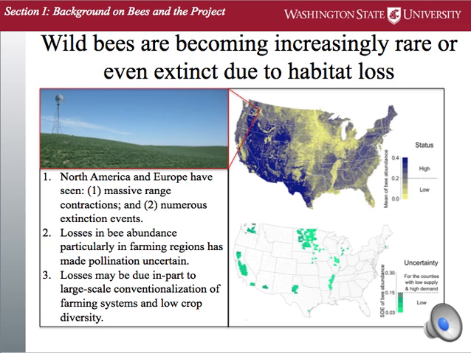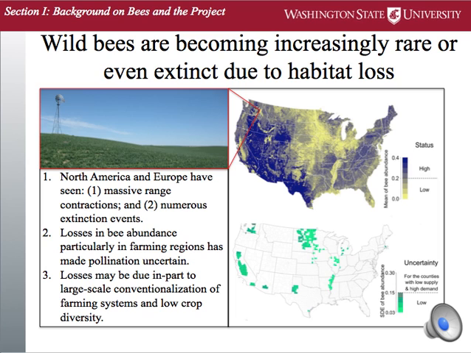A reason why these monitoring techniques are needed is that wild bees are becoming increasingly rare or even extinct due to habitat loss. And so in North America and Europe, we've seen some large range contractions, and we've also seen numerous extinction events. And that has led to the protection of some of these bee species, but in other places, there has been a significant loss of bee species, and that might be contributing to losses in pollination.